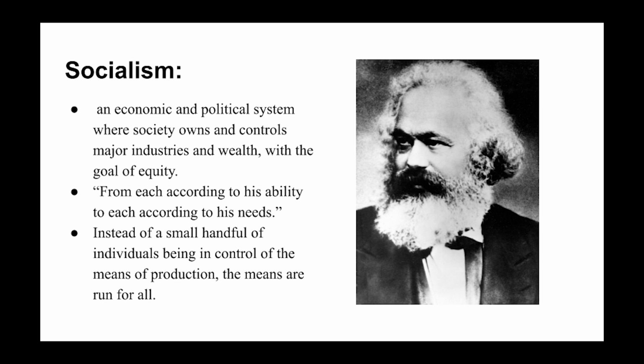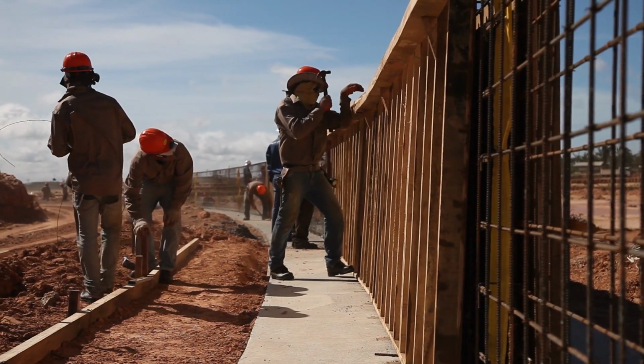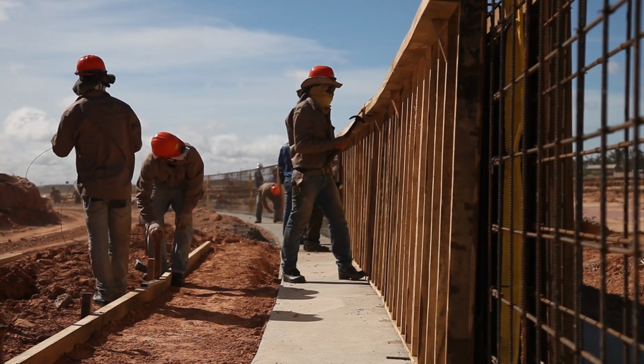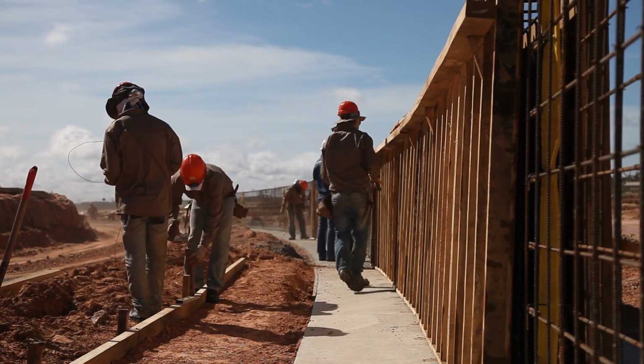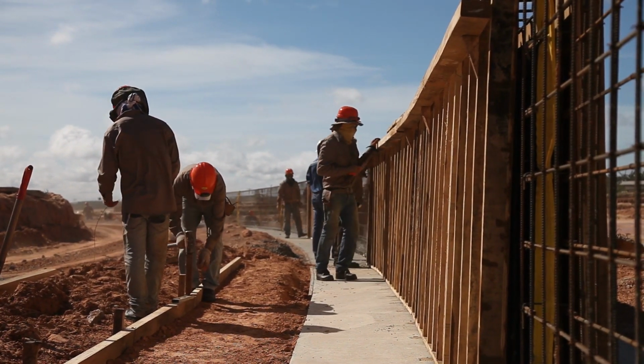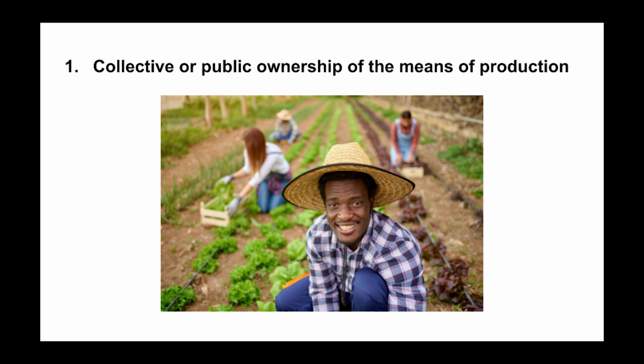Now that we've gotten a clear definition of what socialism is, we're now going to look at a few key principles of socialism that we can define to every form of its practice. The first of these key principles is the collective or public ownership of the means of production. In socialism, major industries and resources are owned by the community as a whole, and this can mean state ownership, worker cooperatives, or other forms of social ownership.